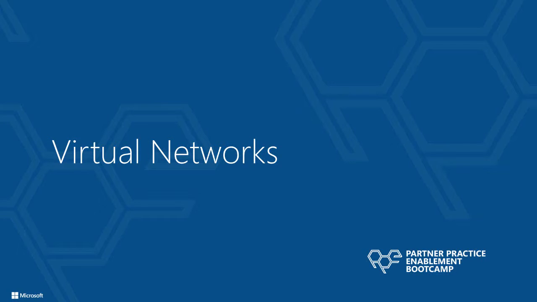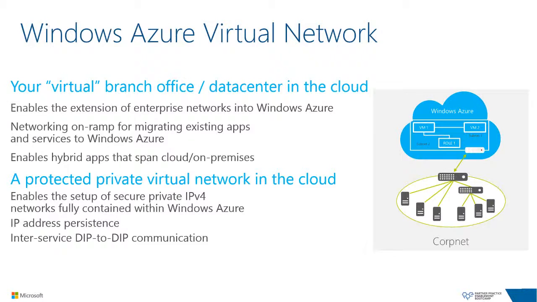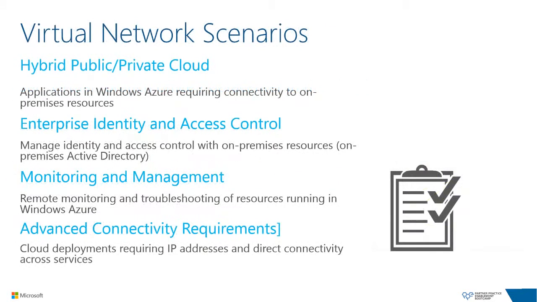Now let's briefly review Windows Azure Virtual Networks. What is a virtual network? Think of a virtual network as your virtual branch office or data center in the cloud. Virtual networks provide a private IPv4 network that allows you to control the addressing and connectivity for servers in the cloud. Windows Azure Virtual Networks enables several key scenarios.